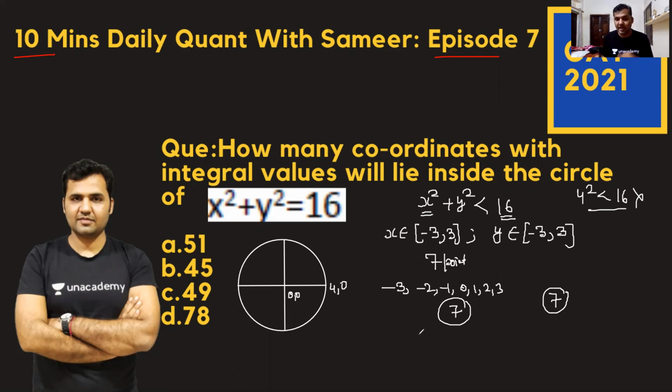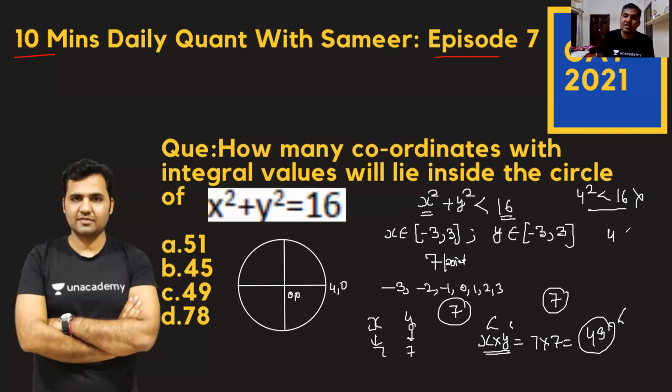So now x can take 7 values, y can take 7 values. The total number of combinations would be 7 into 7, right? For both x and y, it will be 49 points. Total 49 integral points are possible, right? So if I'm saying that x belongs to anything from -3 to 3, and y also belongs to anything from -3 to 3, a total of 49 combinations will be there.